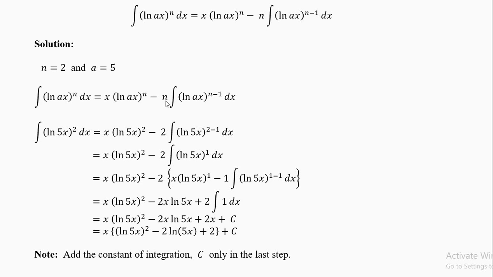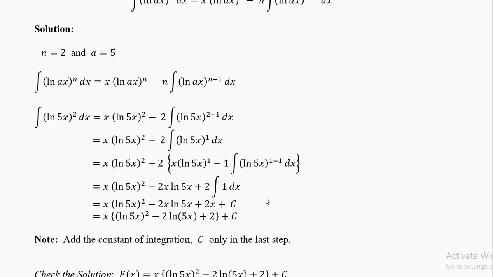Integrations are minus n times the integral of (ln ax) to the power n minus 1. So n equals 2 in this question, and it is (ln 5x) to the power 2 minus 1. 2 minus 1 is 1. We write it here. Now the power was 2 in the question, now it has become 1. Apply the reduction formula one more time, and your integral will become power 1 minus 1, which is 0, which is 1. Anything to the power 0 is 1.